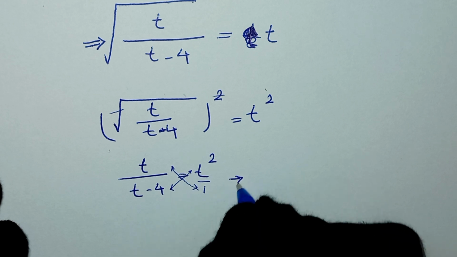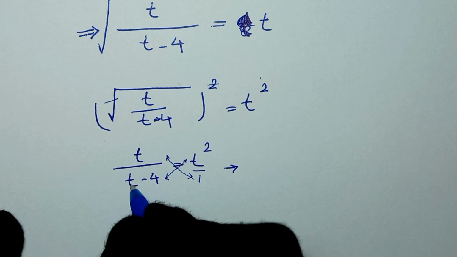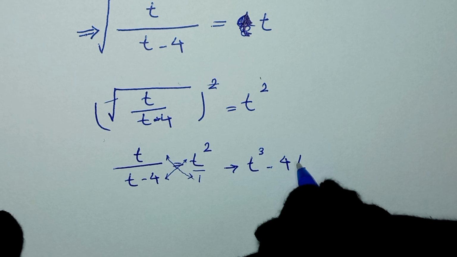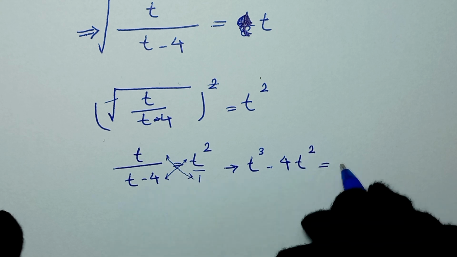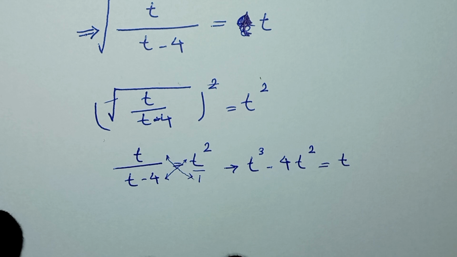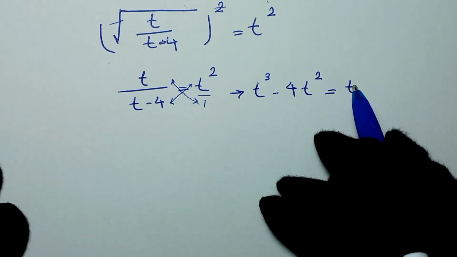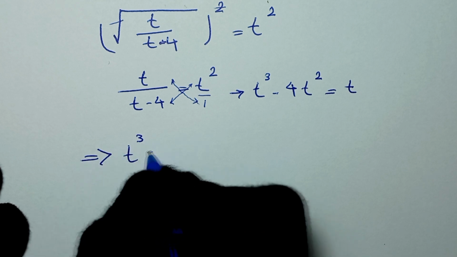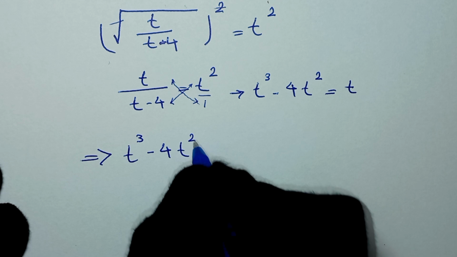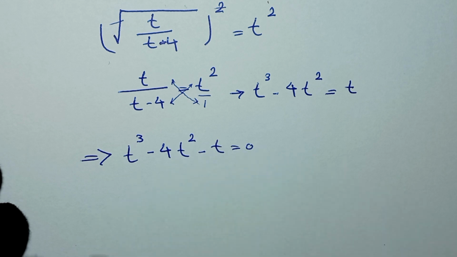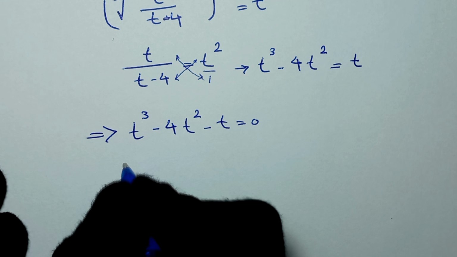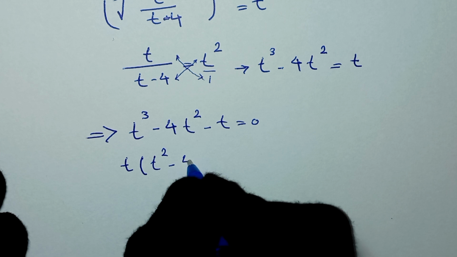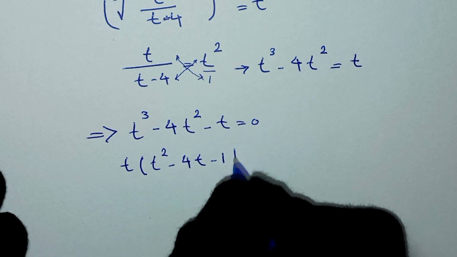So it will be t square times t minus 4, it will be t cube minus 4t square is equal to t times 1 is t. In the next step, we take this t to the left side, so it will be t cube minus 4t square minus t is equal to 0. And t is common, so we factor t. In here it will be t square minus 4t, and negative 1 is equal to 0.